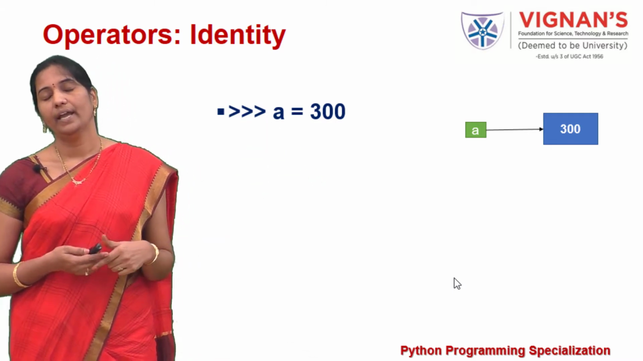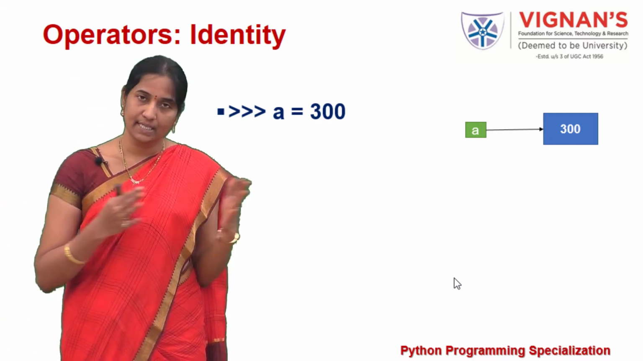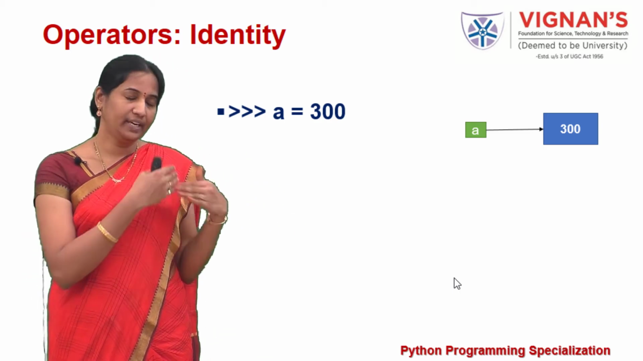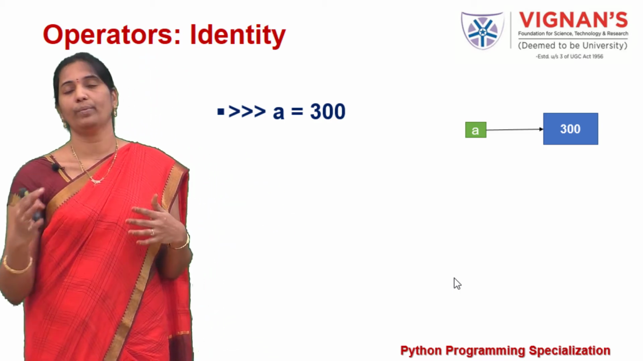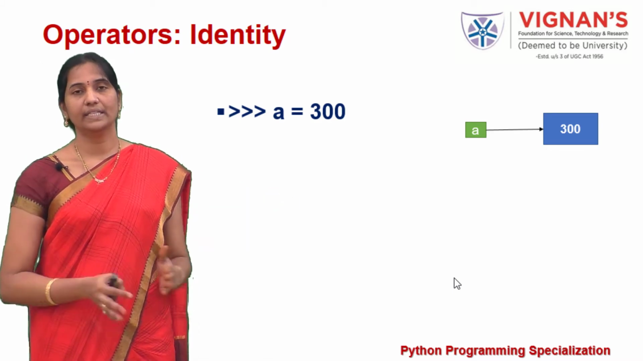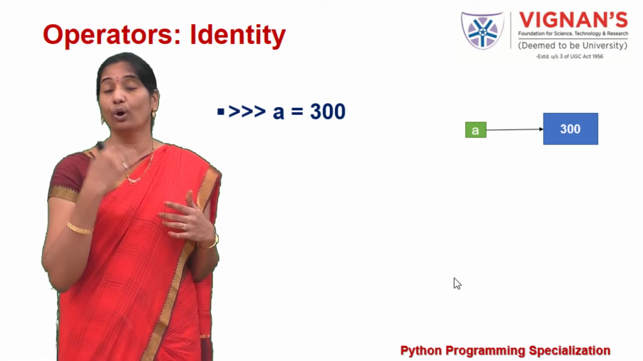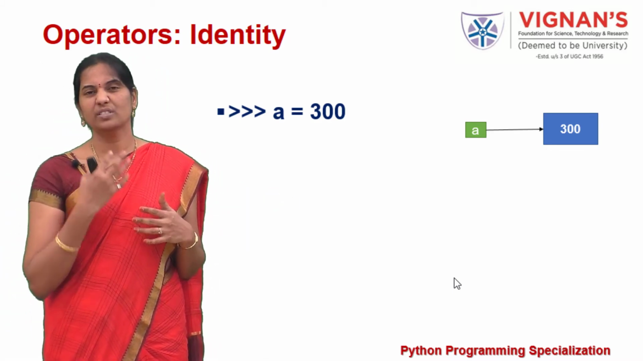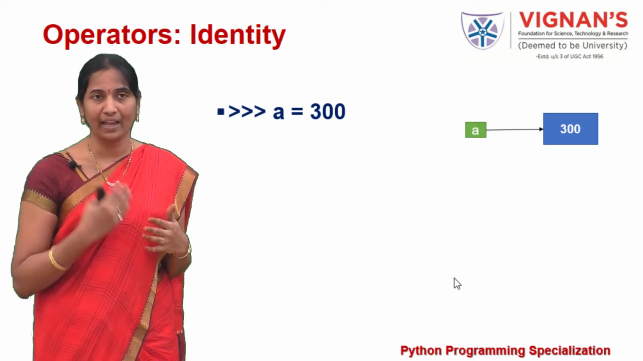So basically every item of data is treated as an object in Python. Even an integer, a string, a character, a floating point value, anything is treated as an object, even a function is also treated as an object in Python. So Python is a strictly object oriented programming language.